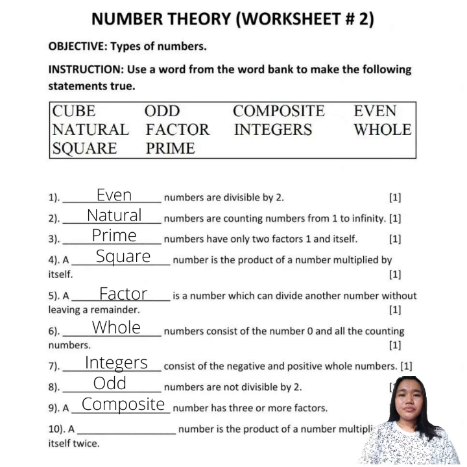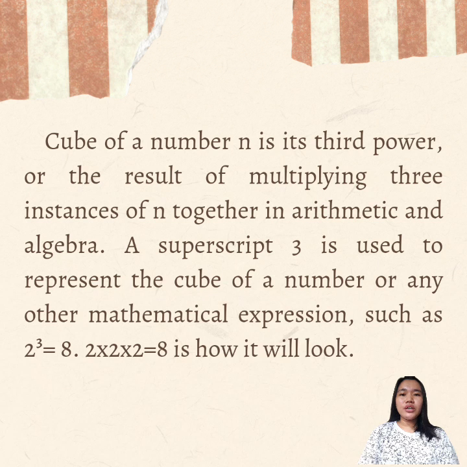And lastly, question number 10. A blank number is the product of a number multiplied by itself twice. The answer is cube because the cube of a number n is its third power, or the result of multiplying three instances of n together in arithmetic and algebra. A superscript 3 is used to represent the cube of a number or any other mathematical expression. 2 times 2 times 2 is equal to 8 is how it will look.